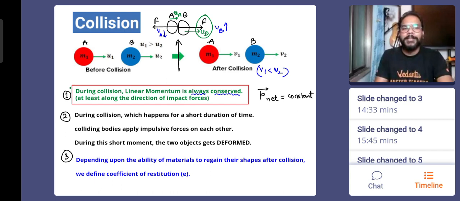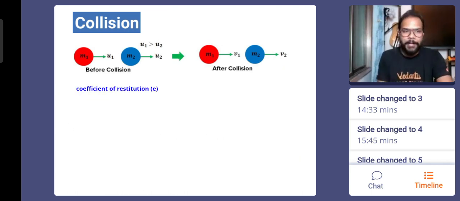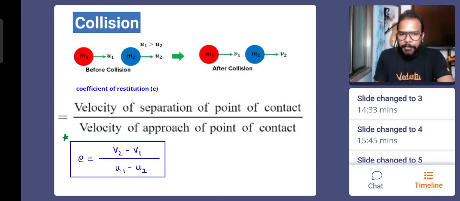Now, how do we measure this, or what is the criteria of defining this possibility of regaining the shape? It is what we call the coefficient of restitution. Depending upon the type of collision, we define something called the coefficient of restitution, represented by small e. How do we calculate it? We calculate it as the velocity of separation of the point of contact, or you can say the bodies, divided by the velocity of approach of the point of contact. Most of the time, that is basically the bodies only. So you will remember the expression or the formula only by this.